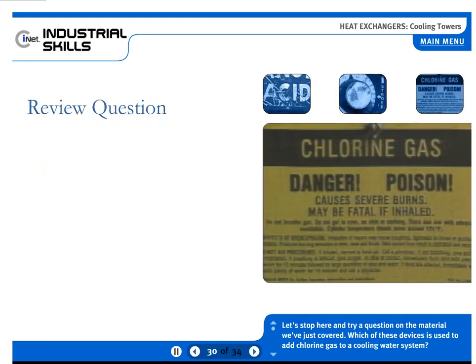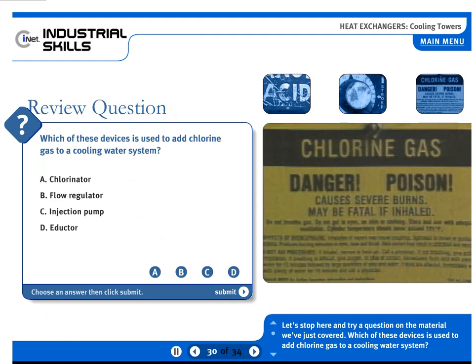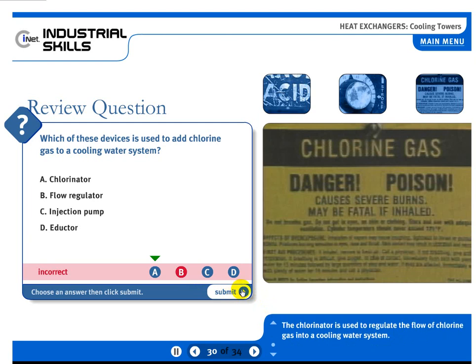Let's stop here and try a question on the material we've just covered. Which of these devices is used to add chlorine gas to a cooling water system? That's incorrect. The chlorinator is used to regulate the flow of chlorine gas into a cooling water system.